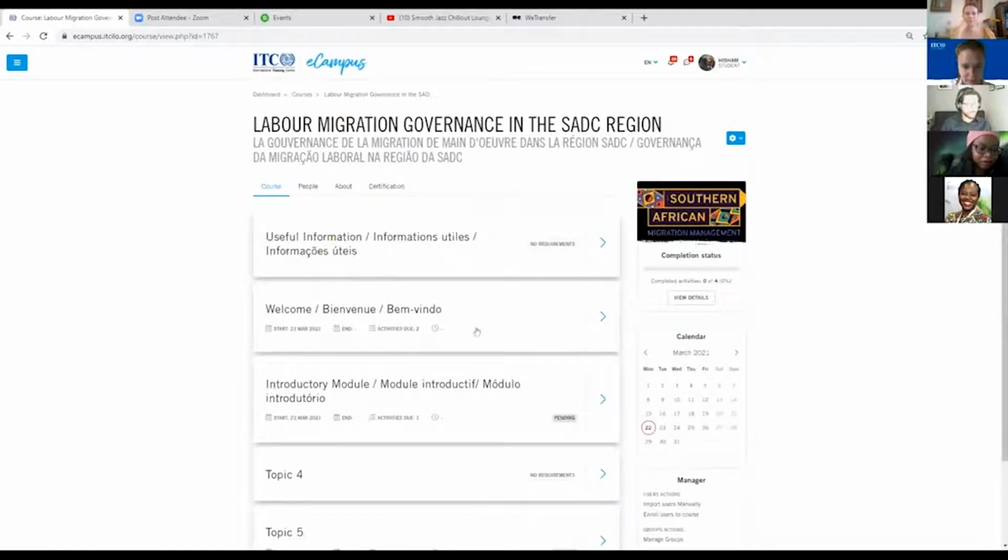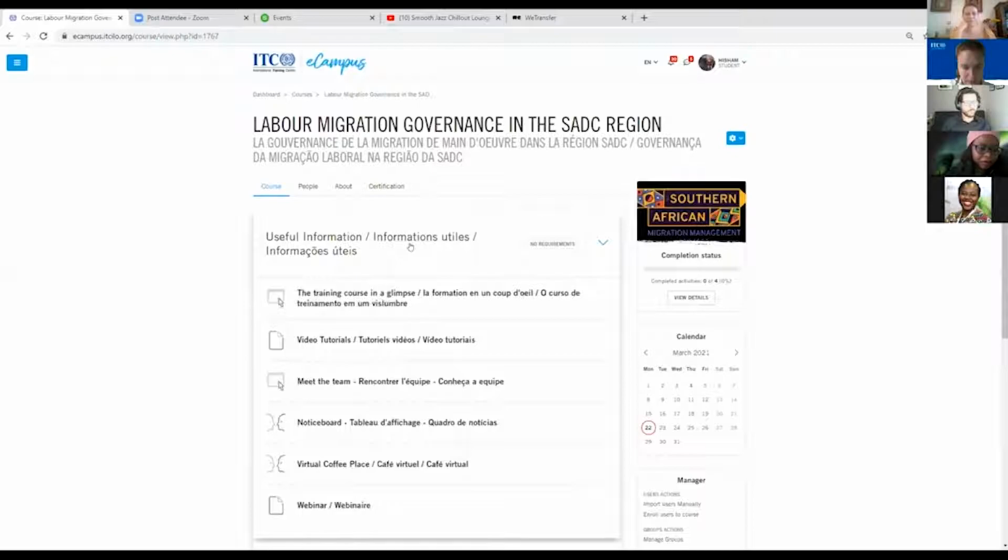You'll be able to see essentially for now these three different, let's call them, sections. One is the useful information section, where you can find information about the course in a glimpse. I'm not going to go into all of these right now, it would take too much time. Here you will be able to find video tutorials on how to navigate the eCampus in the three languages. So you have them in English, French, and Portuguese. When you click in here, you'll be able to see the bios and meet the team from the SAMM team, the ITCILO team, essentially everybody that's supporting you. Also, you'll be able to contact them and find their emails.